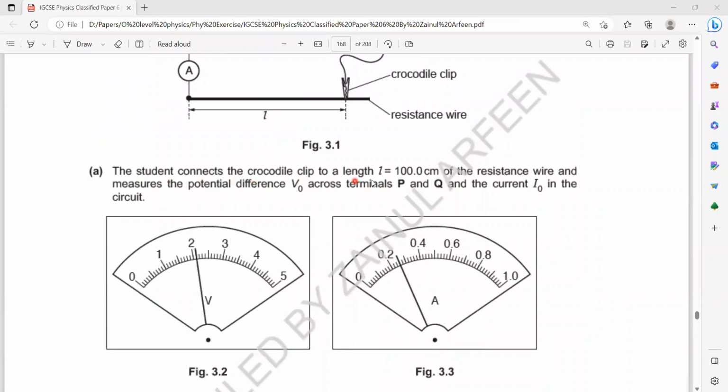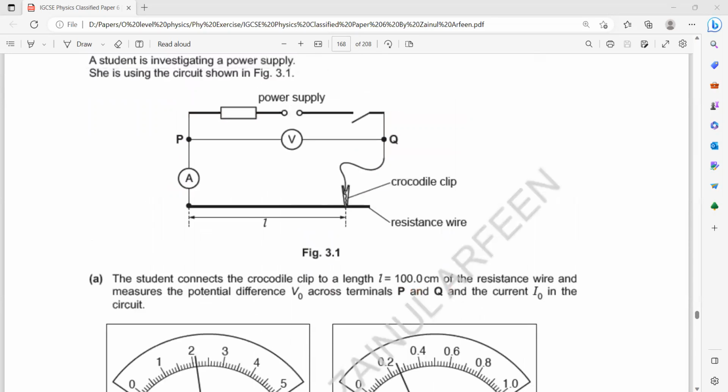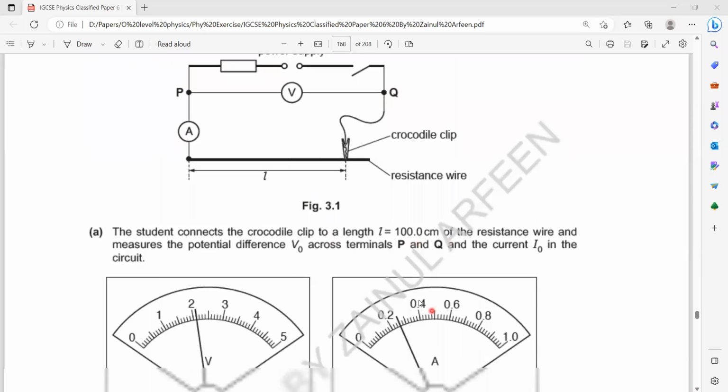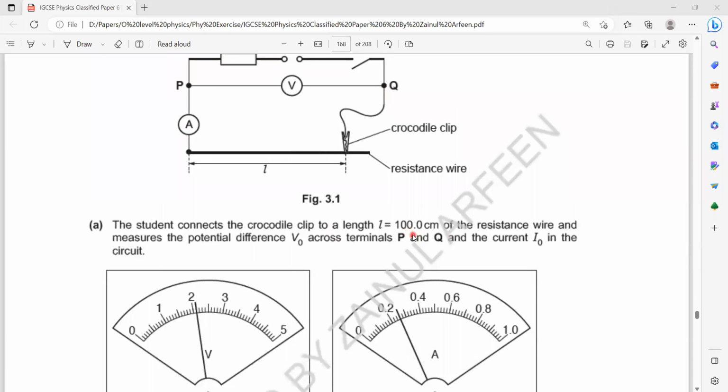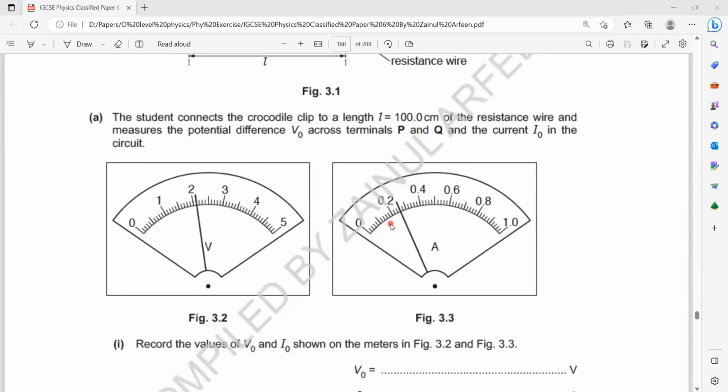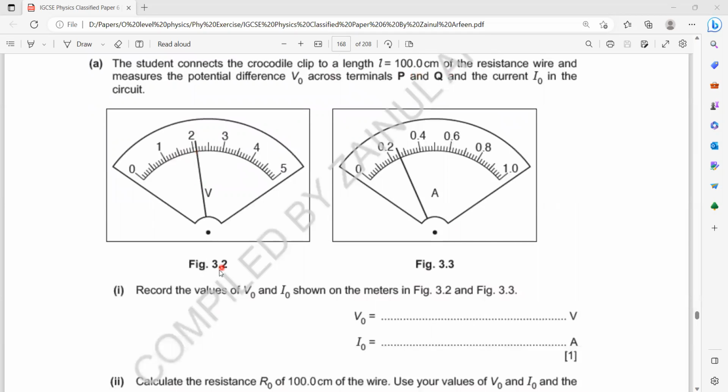A student connects a crocodile clip to the length 100 centimeter and the resistance of a wire measured a potential across P and Q. So this length was set at 100 centimeter and then the student measures the voltage and the current. So record the values of the voltage and the current.